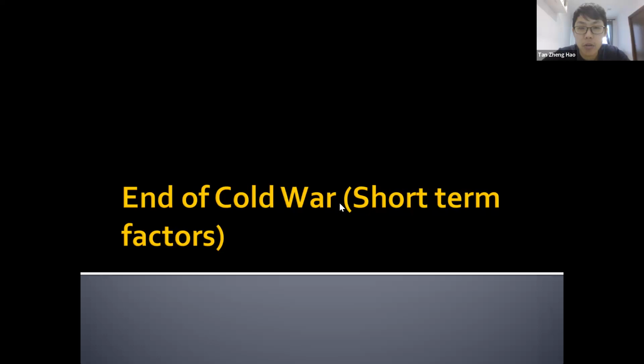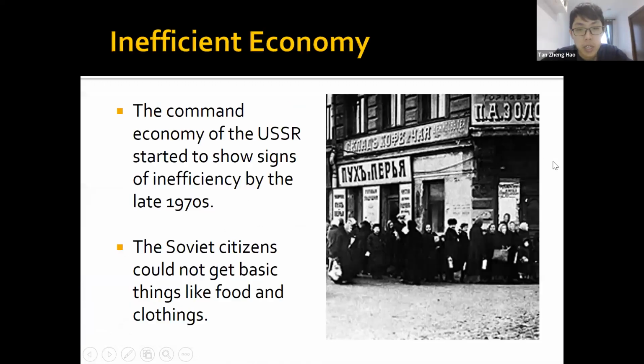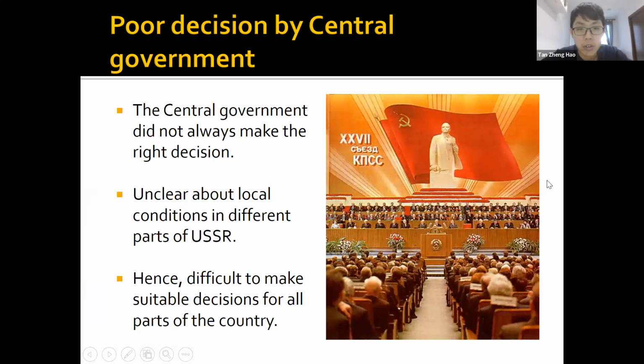All right, so now I will look at some of the short-term factors. So how Gorbachev's actions led to the end of the USSR as we know it. Okay, so short-term factors now. Okay, so there were a lot of problems faced by the Soviet Union. We covered that. Okay, things like the command economy did not work. There was poor decision-making by the central government.